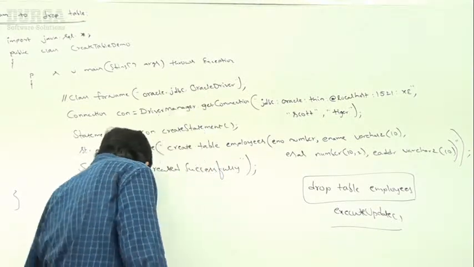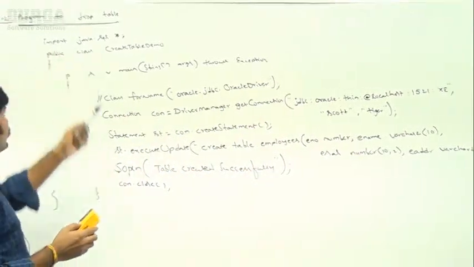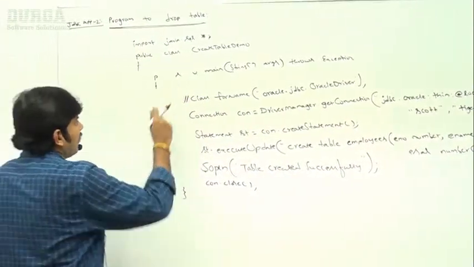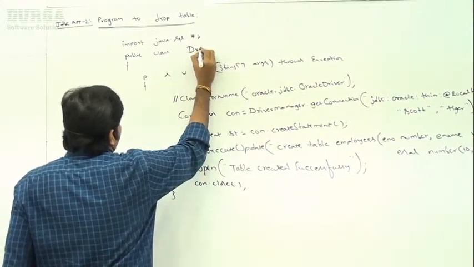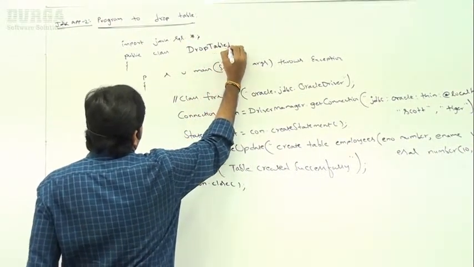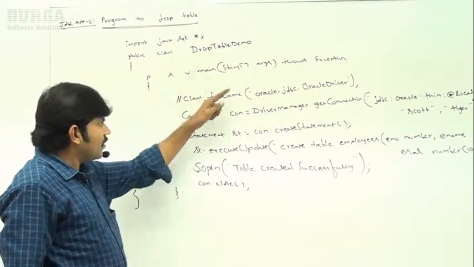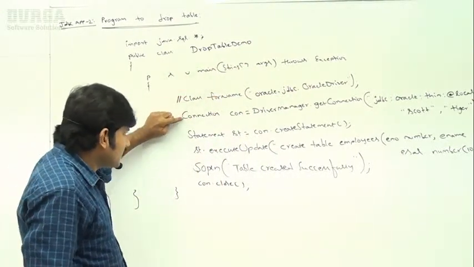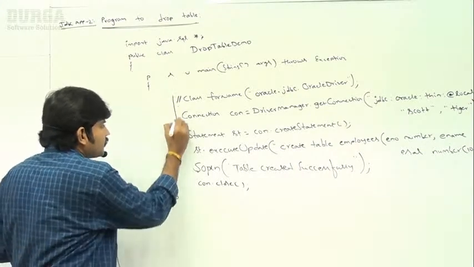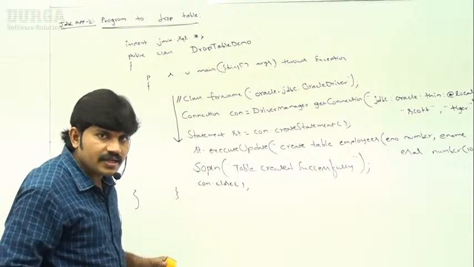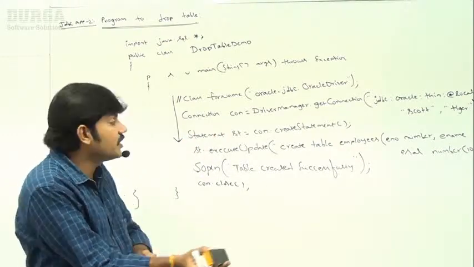Clear, right? So now let me change this program accordingly. Public import java.sql, public class. Instead of create table demo, now I'm using drop table demo. Whether it is create or drop, Class.forName, Connection con, Statement st. Up to these three steps are always the same, until we create the statement object. Now, st.executeUpdate.